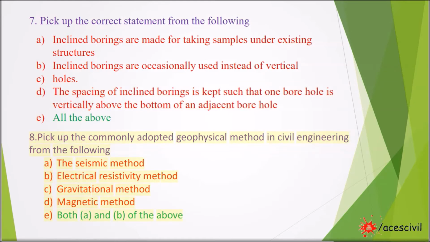8. Pick up the commonly adopted geophysical method in civil engineering from the following. a. The seismic method. b. Electrical resistivity method. c. Gravitational method. d. Magnetic method. e. Both a and b of the above.